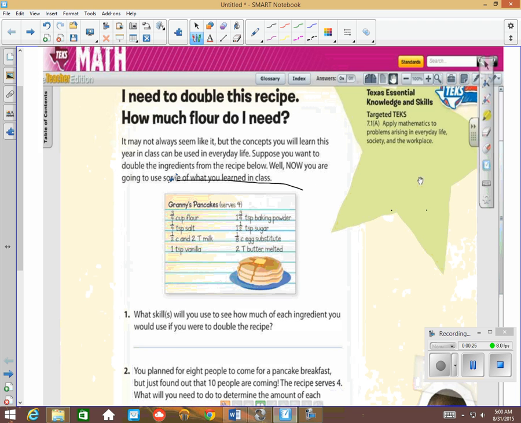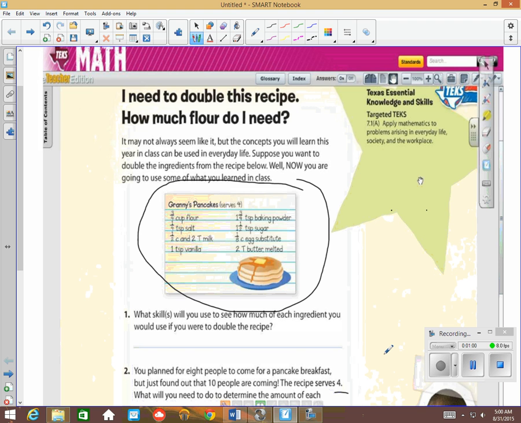And if you see here, this is your recipe. Okay, so you know the recipe is serving 4 people. So you're going to plan for 8 people to come to breakfast. But then you found out at the last minute that 10 people are coming, okay? And you know the recipe only serves 4 people. So you know that if your original idea was 8 people, what would you have to do to the ingredients in the recipe?